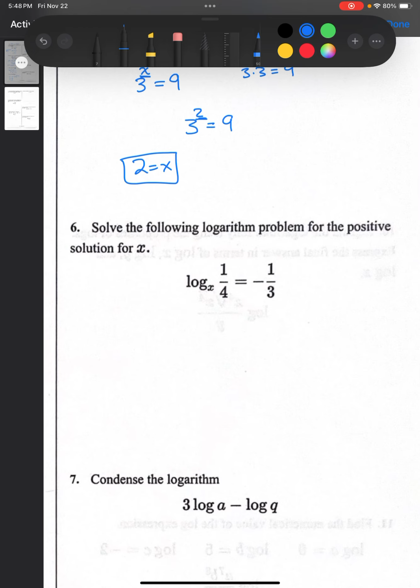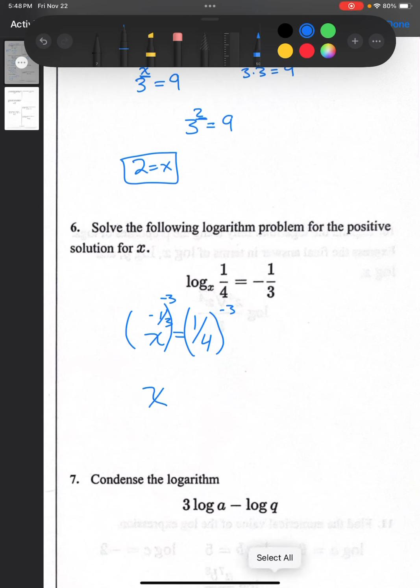Now, number 6 is similar. We need to remember our formula, right? Now, x is our base, to the negative 1/3 equals 1/4. That gets us to our base here, which is x. So we need to figure out how we get that 1/4. Another way we can do this, to get this out of here, is raise both sides to the negative third, because by doing that, x turns to just x.